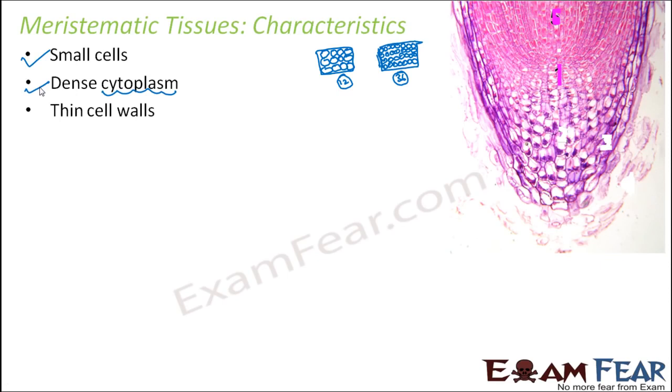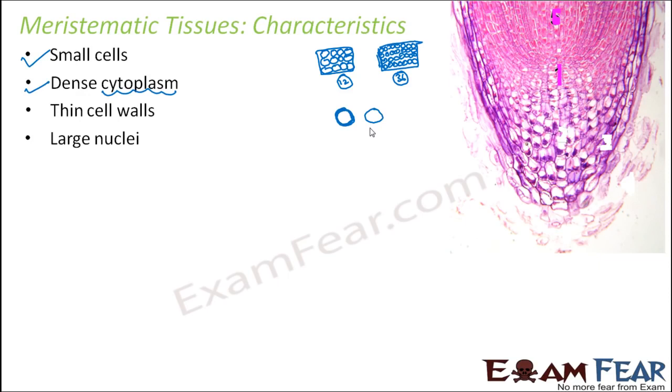Okay. Next is thin cell walls. Now this is quite simple to understand. Let us suppose this is a cell. Okay, now let us suppose this is one cell with a very thick cell wall, and there is another cell with a very thin cell wall. Now, for which of them is it easier to break? Cell wall is basically for protection. So the thicker the cell wall, the more difficult it is to break and form new cells, right? Therefore, these cells, being actively dividing cells, have thin cell walls so that it is easy to divide.